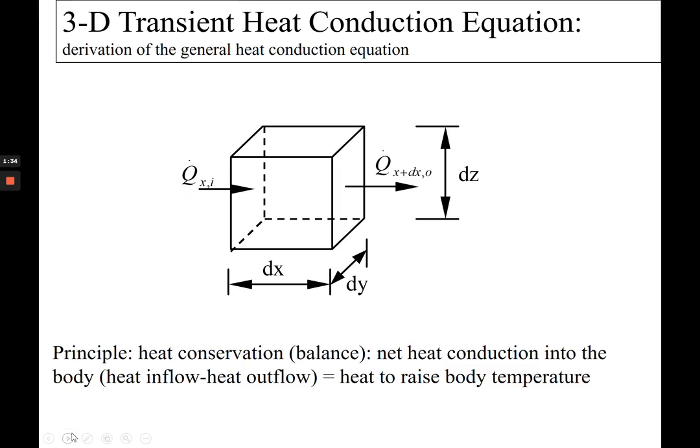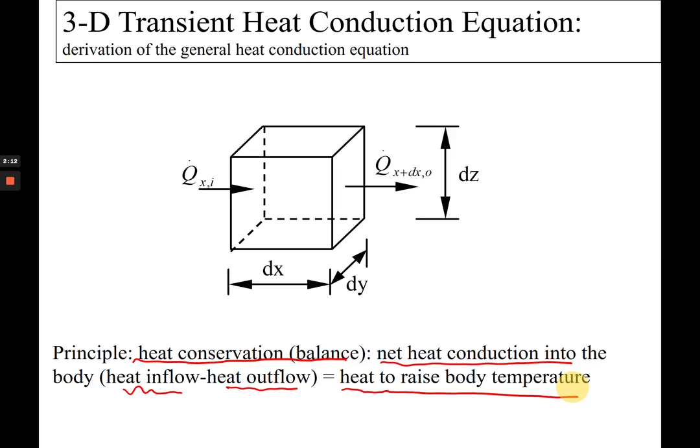Our starting point, again, as I said before, is always the principle of heat conservation, or energy conservation, or heat balance. That means the net heat into any body, into any system, which is heat input minus heat output, is the same as the amount of heat needed to raise the body temperature. Simply, net heat into the system equals the heat that is used to raise the body temperature.